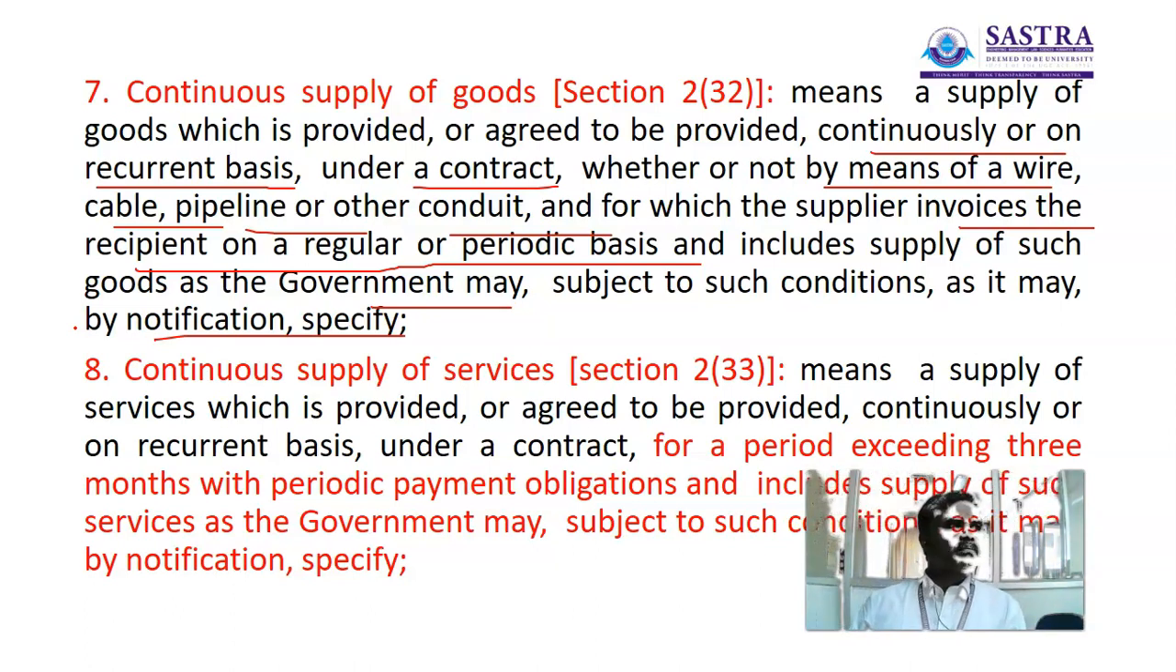Being a businessman, you have to supply goods continuously to your customers. They also buy goods continuously from you. This is what continuous supply is. You are supplying goods continuously to your customers. Then continuous supply of services: when you are providing services continuously to your customers, this is called continuous supply of services.